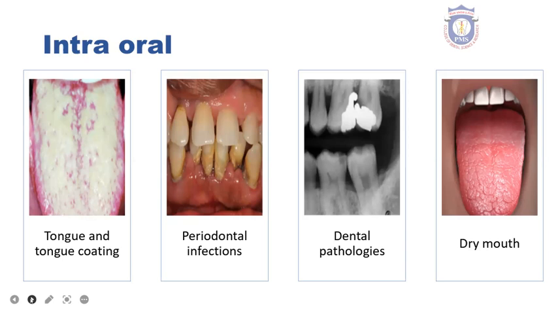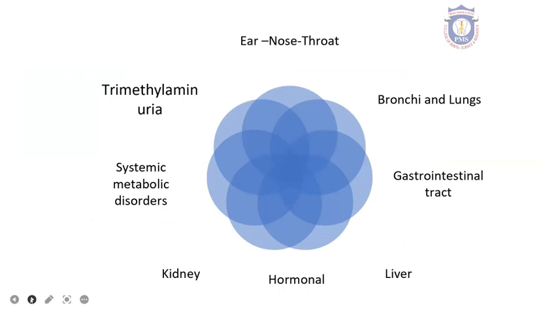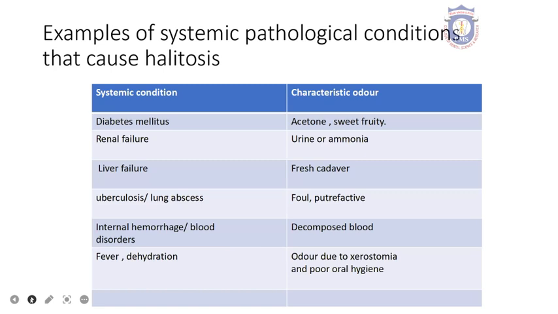These are all the intraoral causes for halitosis. Now coming to extraoral causes, it can be due to ear, nose, throat infections, infections affecting bronchi and lungs, gastrointestinal tract, liver. It can be due to hormonal variations, kidney diseases, systemic metabolic disorders, as well as trimethylamine. So these are some of the extraoral causes for halitosis.